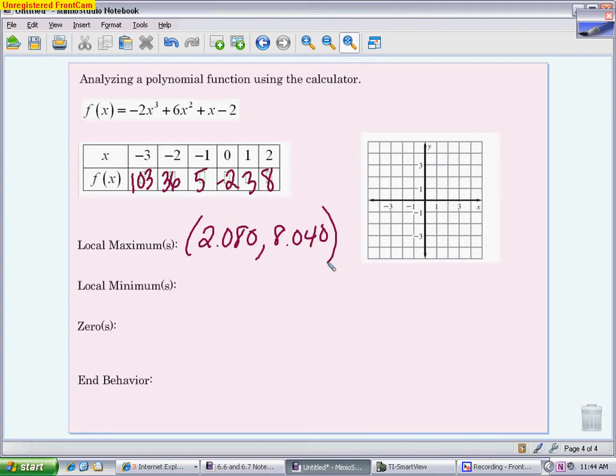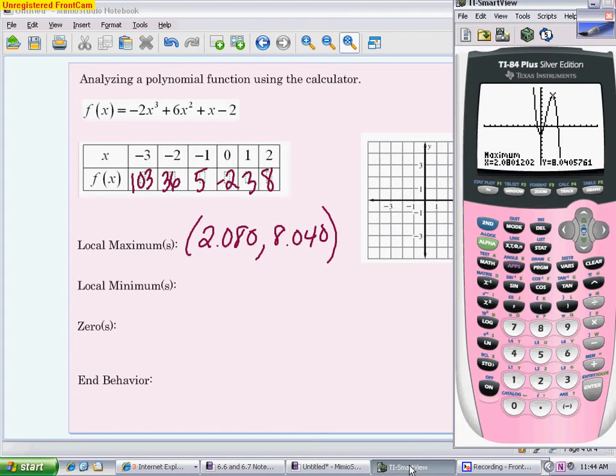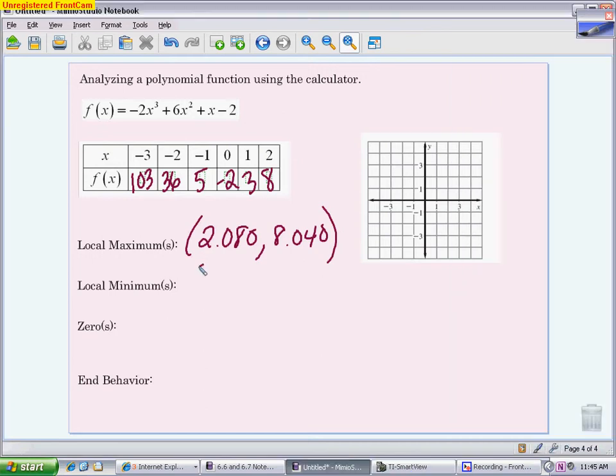Then I'm going to do the exact same thing but use the minimum button. So I'm going to go back to that Calculate menu, which is second Trace, choose minimum this time. Now I need to use the left arrow and kind of get a little sooner in my graph. I need to go before the minimum, so anywhere on the left side of my minimum is good right there. Hit enter. Then I'm going to go right arrow to go past the minimum. Hit enter to guess. You always can tell if you've hit enter enough because the bottom of your screen should say the word minimum. So my minimum is at -0.080.